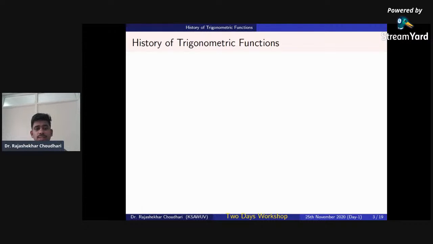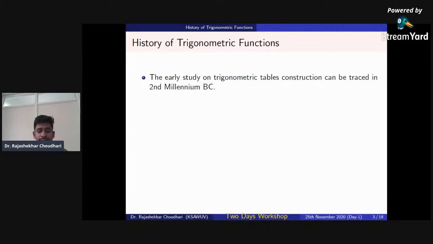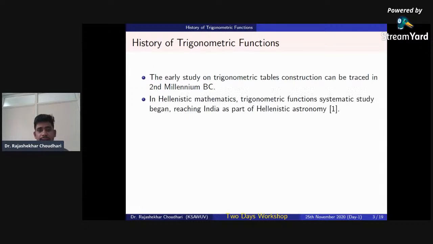So coming back to the history of trigonometric functions, the initial study on the construction of sine tables began in the 2nd millennium BC in Egyptian and Babylonian mathematics. In Hellenistic mathematics, these trigonometrical functions began reaching India as a part of Hellenistic astronomy. The Hellenistic period is the period between the death of the great Alexander in the year 323 BC and the emergence of the Roman Empire. So that period is called the Hellenistic period.